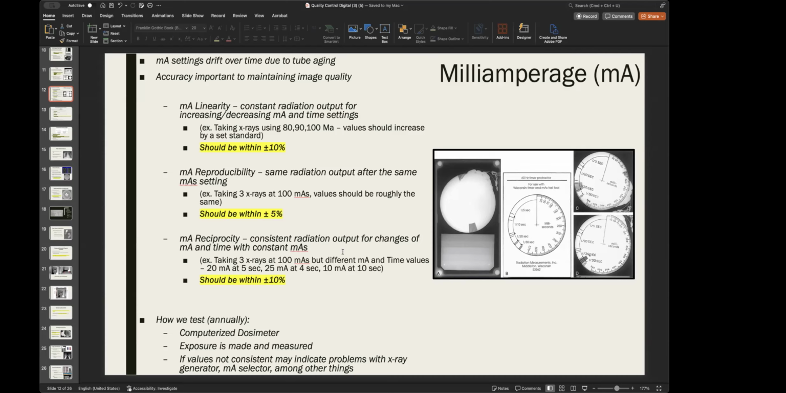Reciprocity. This one's tricky. Basically, you take 3 X-rays at the same value, so 100 mAs, but you're going to change the mA and time values to say 20 at 5, 25 at 4, and 100 at 10. Those values will be recorded, and you should be within plus or minus 10% of those numbers as well. And a computerized dosimeter is used here for these.